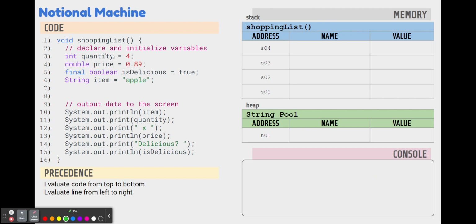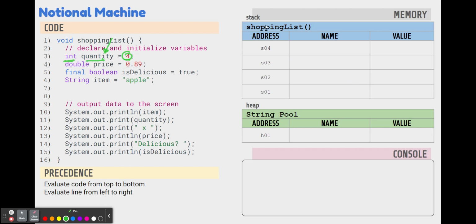So line 3, like our comment says, we are declaring and initializing a variable. We are declaring it as an int. An int means that it is going to be an integer number. And we are giving that variable the name quantity, and we are assigning that variable the value of 4. So when Java sees this line of code, it knows that it needs to remember this 4 in memory, and it needs to know that it's going to label that variable quantity.